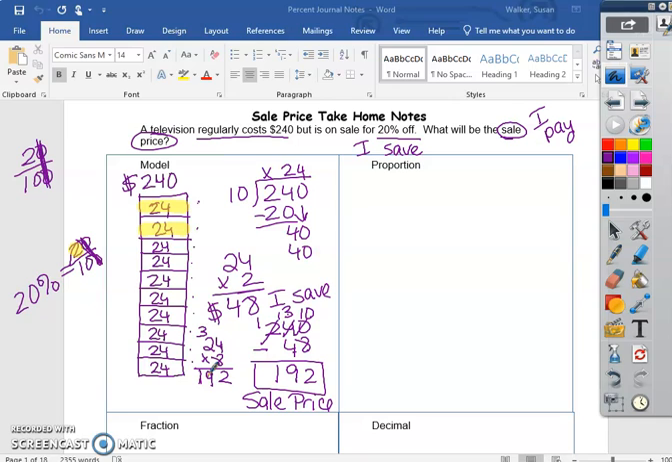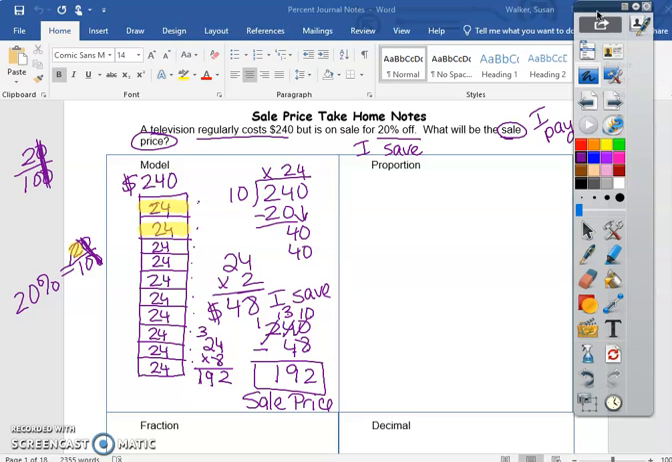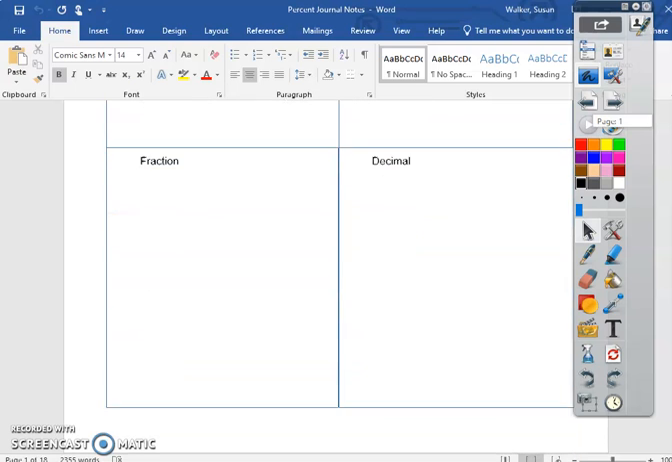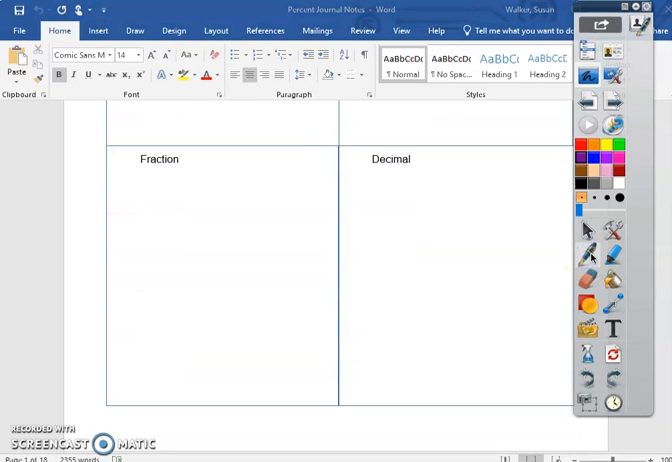Guys, I love percents because there's so many ways you can get to the answer. Notice in this one model, using my model, I got to my answer this way or this way. Now, I'm going to do the proportion on the next video because that takes a tiny bit longer to determine. So what I do want to do right now is go to the fraction.